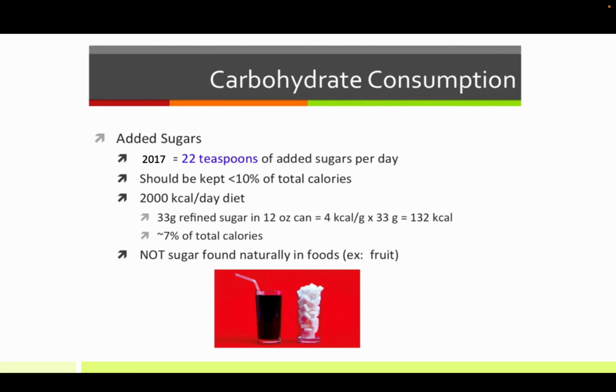Major sources of added sugars in the American diet are regular soft drinks and energy drinks. For instance, one of the popular energy drinks on the market right now contains 54 grams of sugar in one 16-ounce can. That's more than 13 teaspoons, which is almost hard to believe, especially if you see 13 teaspoons measured out.